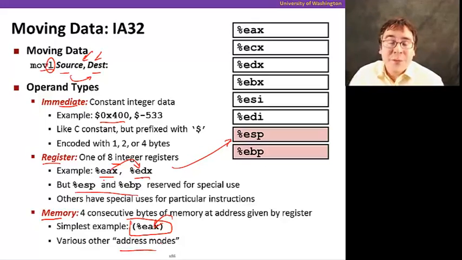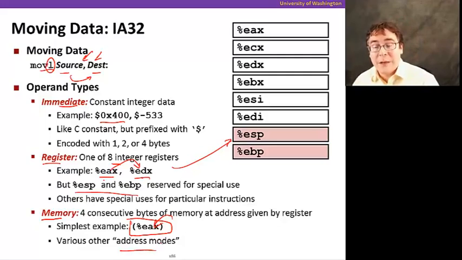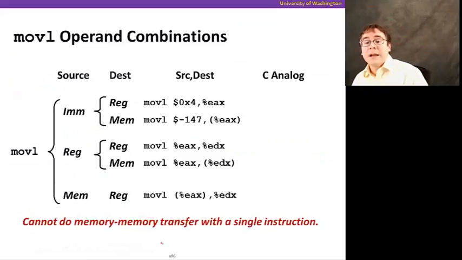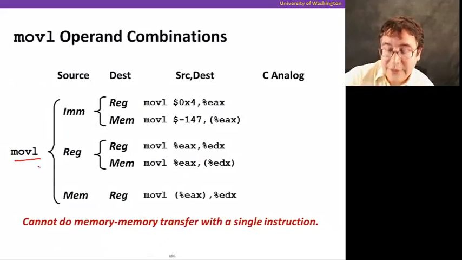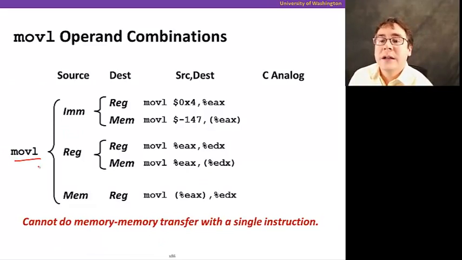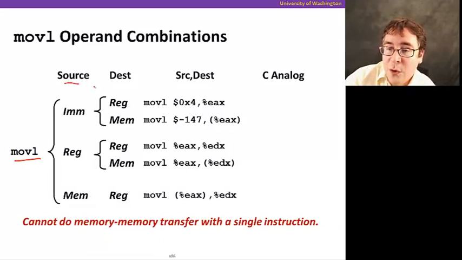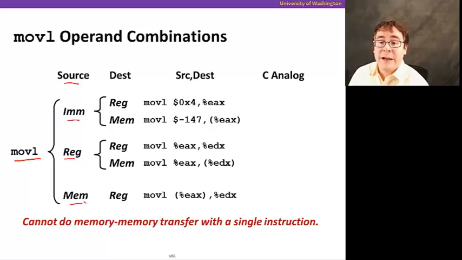But as we'll see later, there are many types of address modes, many ways of specifying an address. This is just one of them. Okay, so the many combinations of move instructions. For example, continue with our movl instruction. The source can either be an immediate value, a register value, or a memory value.